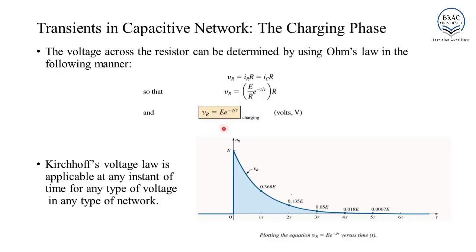Now, e to the power minus t by tau basically represents an exponentially decaying curve. When VR equals E e to the power minus t by tau is plotted against time, this is the graph that we will get. Within the first time constant, that is 1 tau, the curve will decay to 0.368 times E.